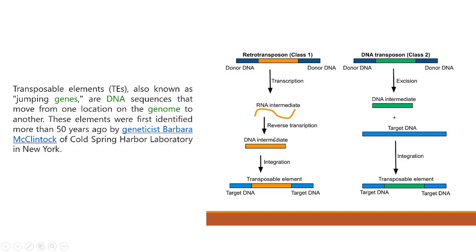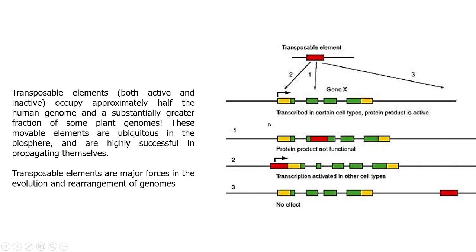So these are the popular categories of transposons or jumping genes, and these occupy half of the human genome, and they also form a very huge fraction of plant genomes. These are ubiquitous in the biosphere, and they are also major forces in the evolution and rearrangement of genomes. So if there's a particular gene, and a jumping gene integrates in between that gene, the gene's function will be hampered.